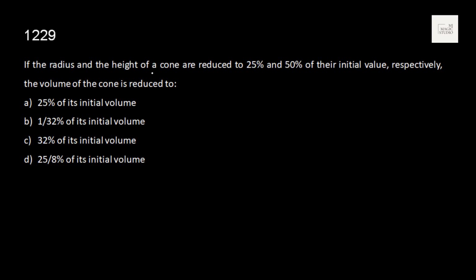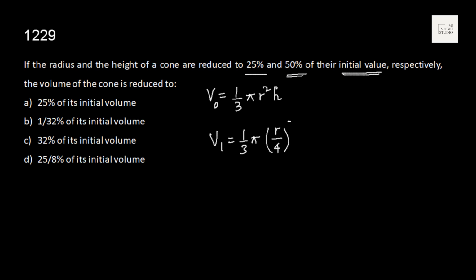If the radius and the height of a cone are reduced to 25% and 50% of the initial value, the volume of the cone is reduced to? Volume of a right circular cone is given by 1 by 3 pi r square h. Now this is the old volume. New volume would be 1 by 3 pi. Radius is reduced to 25%, that means 1/4. Now the new radius is 1/4 of the previous one. And the height is reduced to 50%, that is, it would be h by 2.